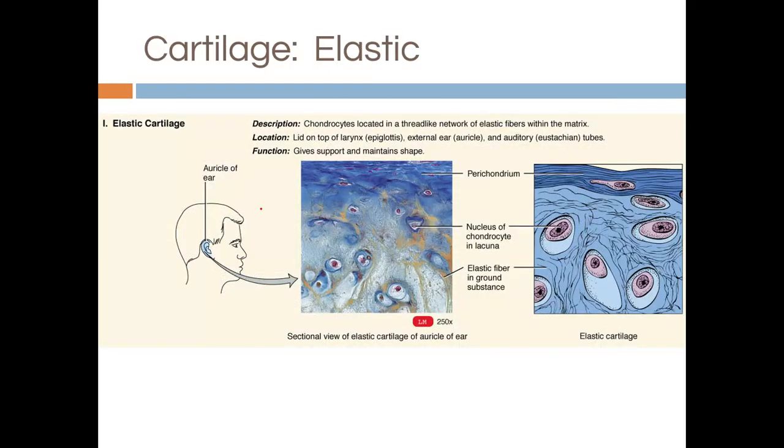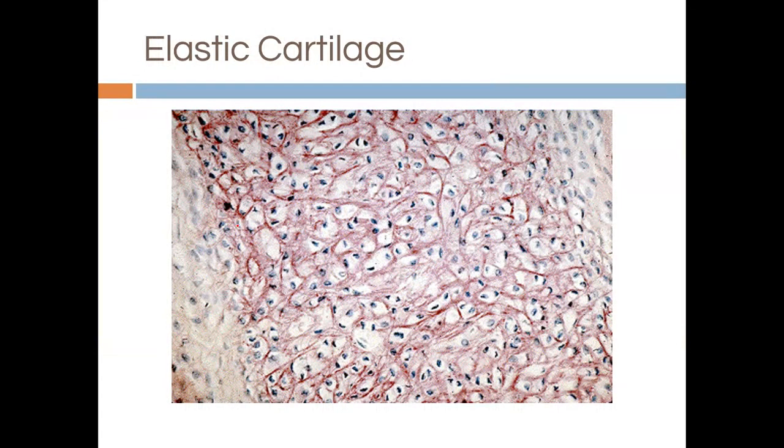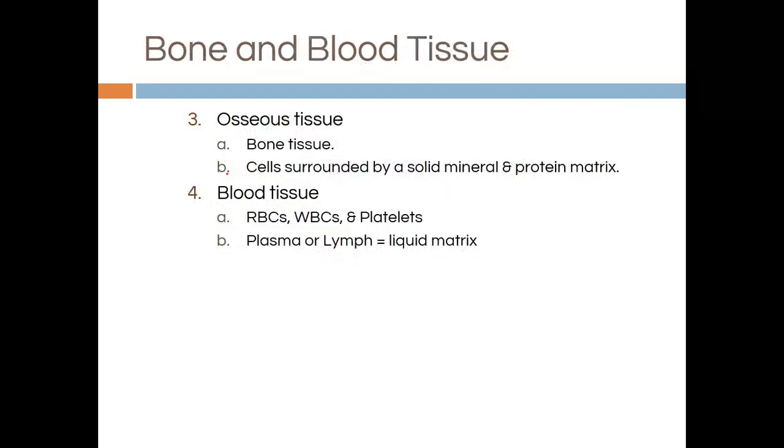And then the last one is elastic cartilage. Now we're looking at the auricle, which is the external part of your ear. And you can see that it also has a whole bunch of fibers, but this time they're elastin, and that gives it its elasticity. And there's another picture of what it looks like, and you can see there's a bunch of fibers in here.